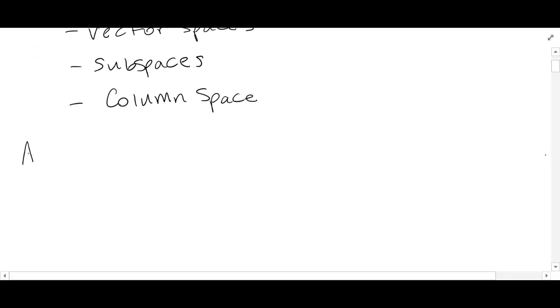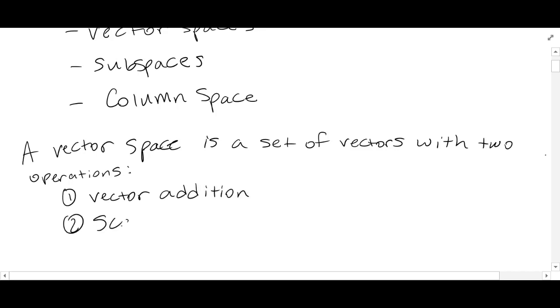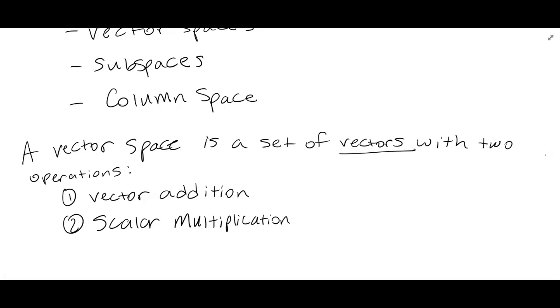Okay, so a vector space is just a collection of vectors, a set of vectors with two operations. Vector addition and scalar multiplication. Here I'm using the word vector in a kind of abstract way. A vector is anything that you can add to other vectors and multiply by numbers.